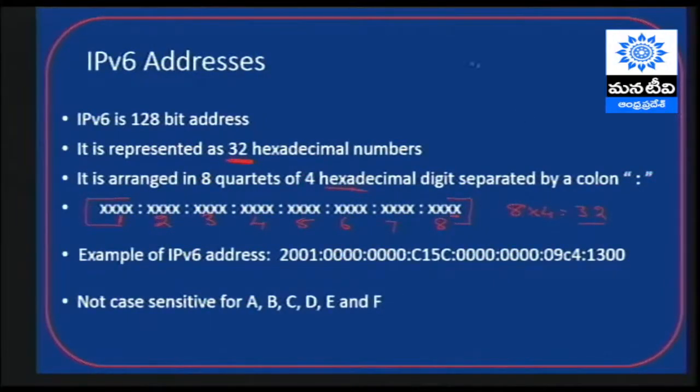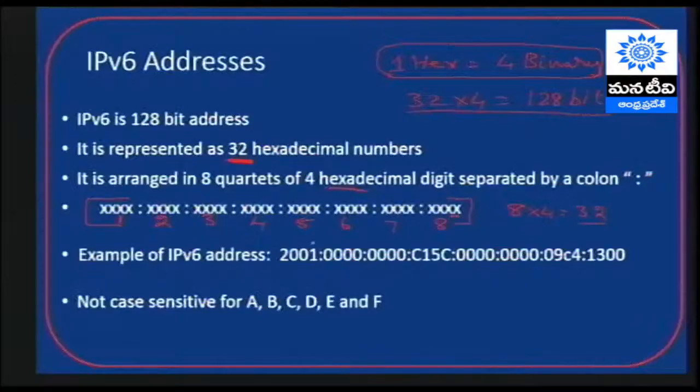And also, one hexadecimal digit equals 4 binary bits. One hexadecimal digit equals 4 binary bits. And now we have 32 hexadecimal digits. So 32 hexadecimal times 4, we get 128 bits, which is the actual length of the IPv6 address.